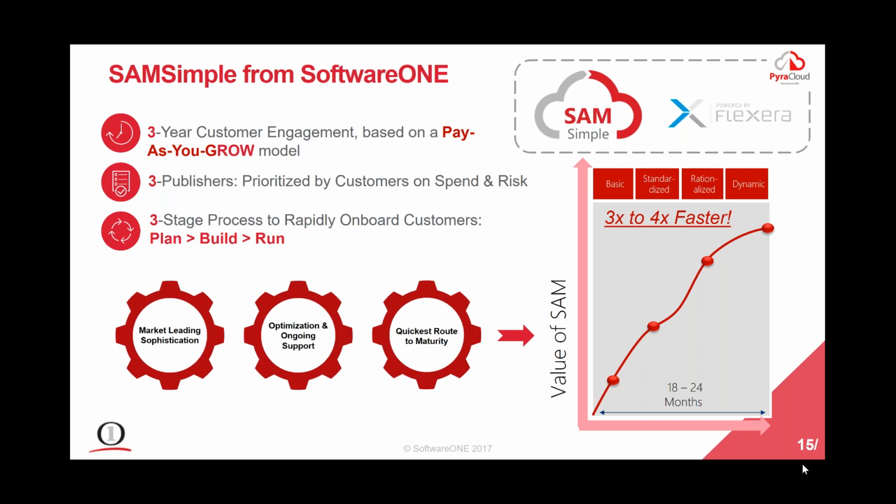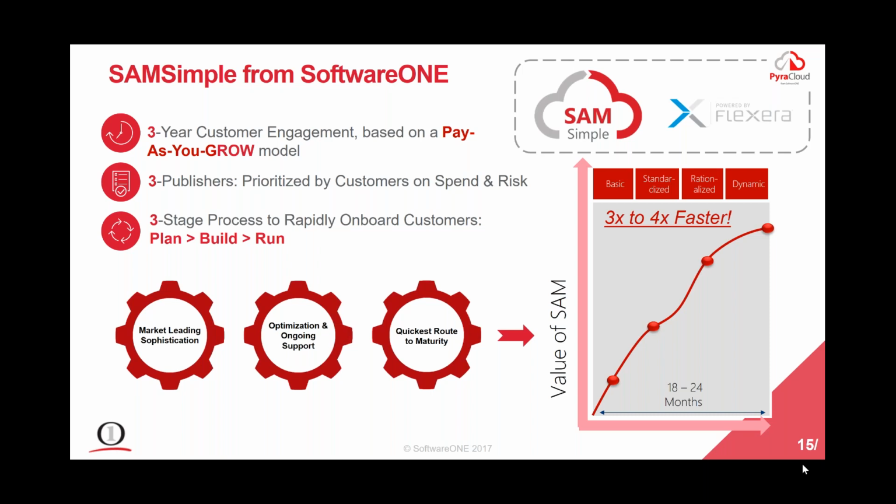And then the final point is the time to value. So we don't want customers going on a year-long onboarding process. What we wanted to do with SAMSimple is develop something that would get customers up and running really quickly. So we've developed a very accelerated onboarding program that's really based on 3 stages. We plan, we build, and then we run. And you'll see a little bit more detail on that.